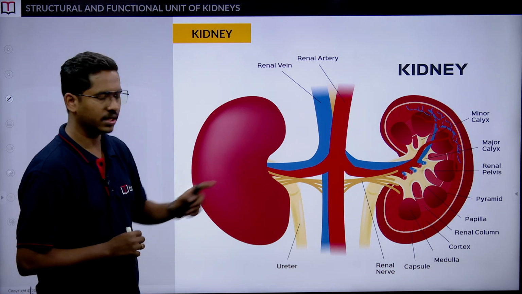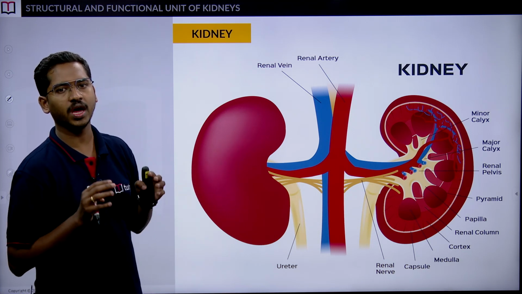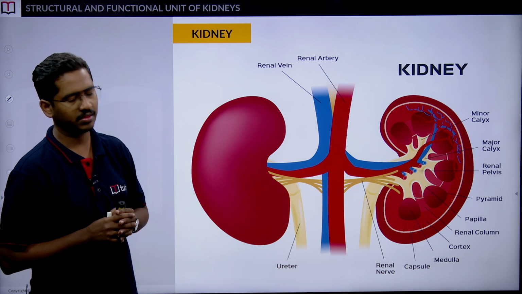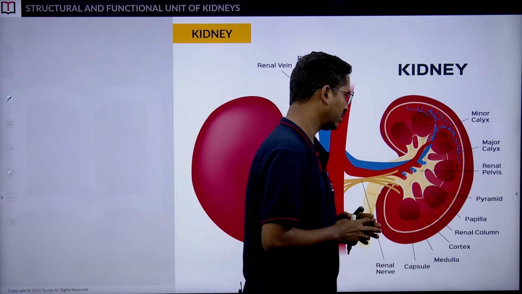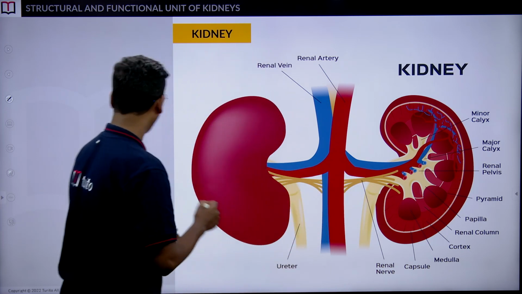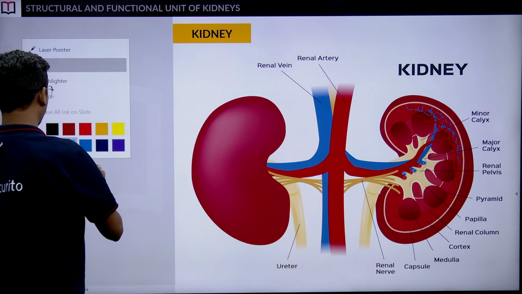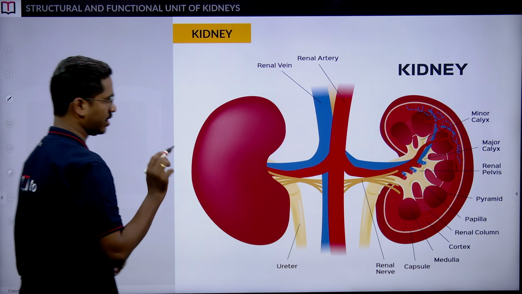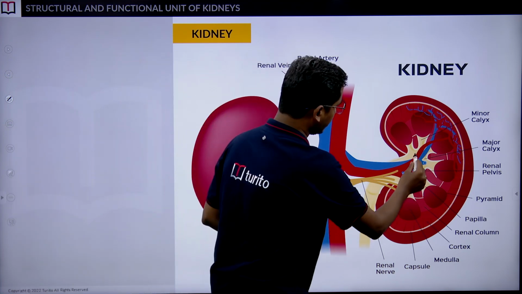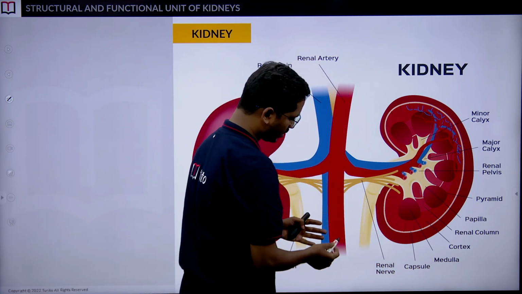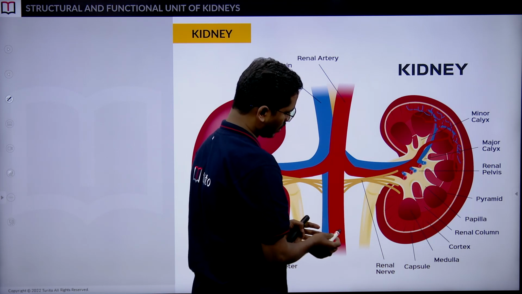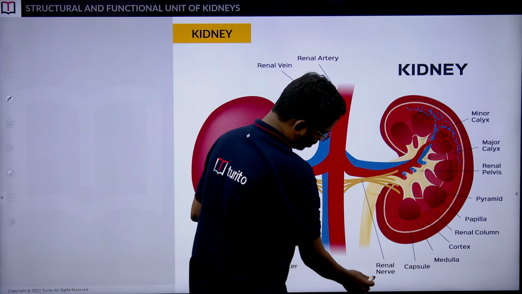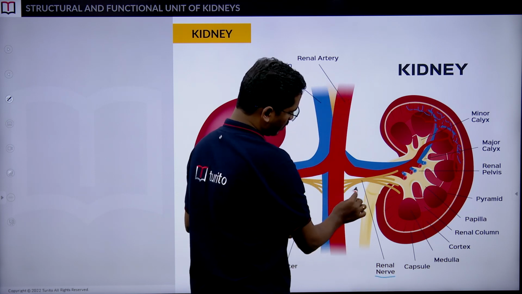It is the same kidney, and we are trying to understand what we have inside it, that is the anatomy of the kidney. Let us have a look here carefully. When you see, there are major parts of the kidney I want you to understand. Here you see, let us begin with this. This is the renal nerve entering inside the kidney.